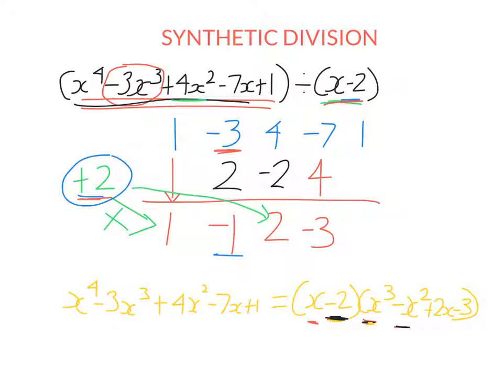So I've now found the polynomial that I want to multiply by my linear factor to get the degree 4 polynomial. The last thing I need to do is calculate the remainder. So I go 2 times minus 3, that gives me minus 6. And once again, I add: 1 plus negative 6 gives me negative 5. So that's the remainder here.